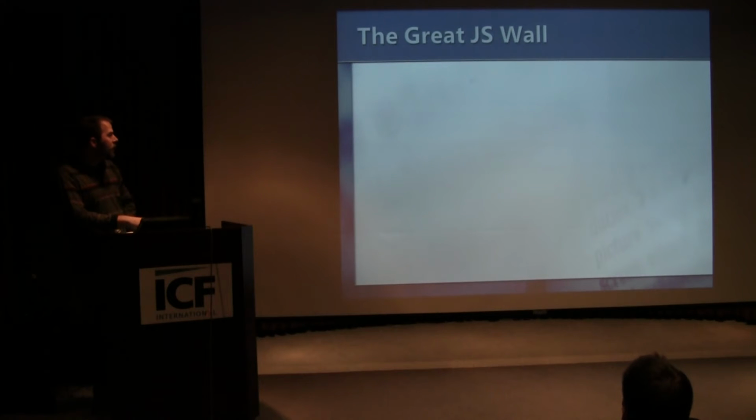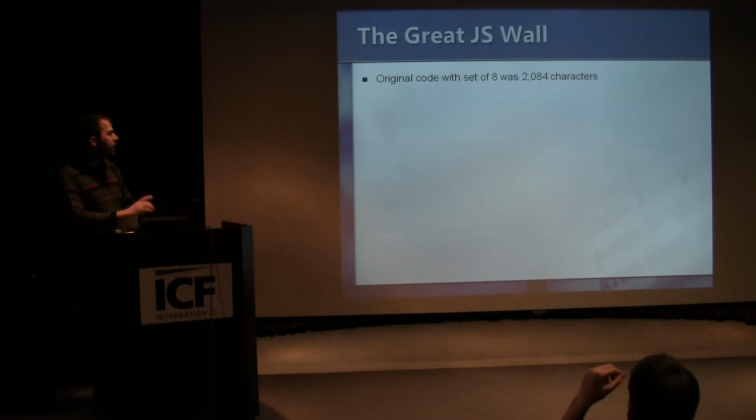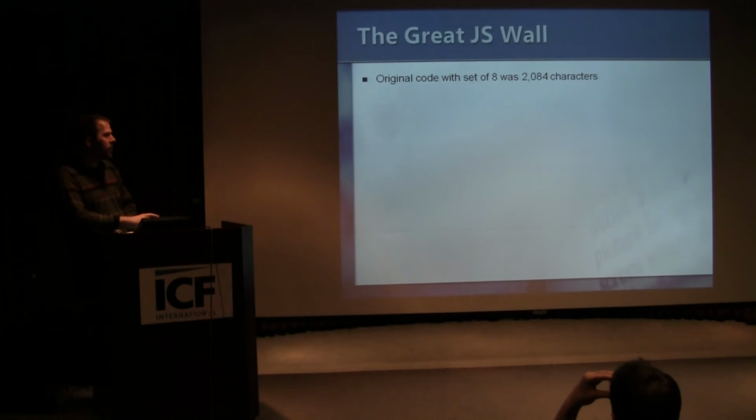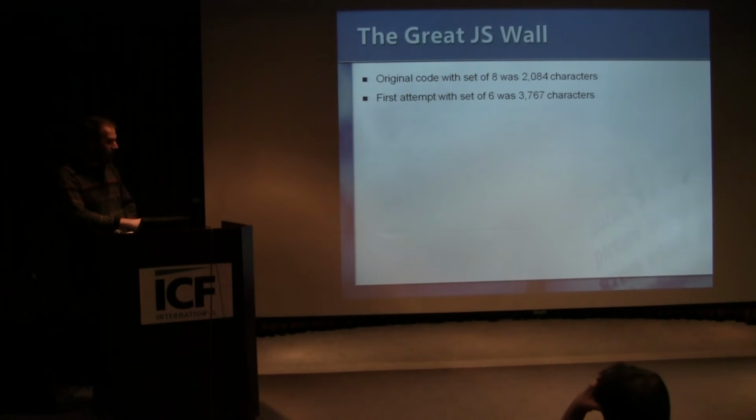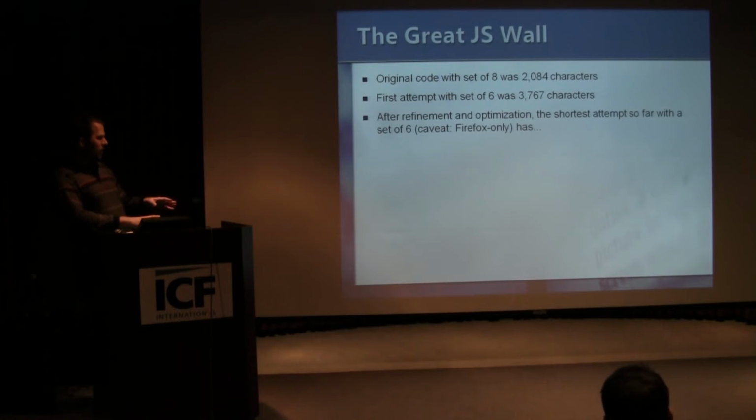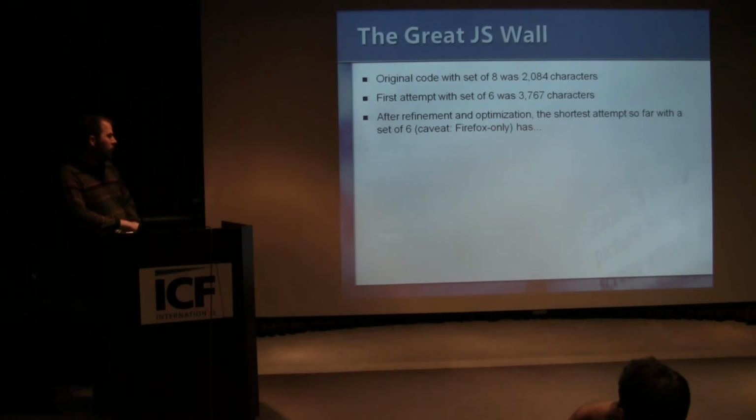So once again, optimizing this: the first code using 8 characters was 2,084 characters long. The first attempt using a set of 6 was 3,767, because of course it takes more to get all these different values. So there's some refinement and optimization. The shortest attempt so far with a set of 6, and again this is Firefox only, any guesses? 1024, 1500, 2400? 460.